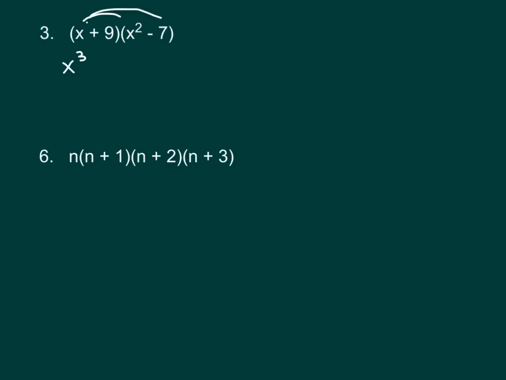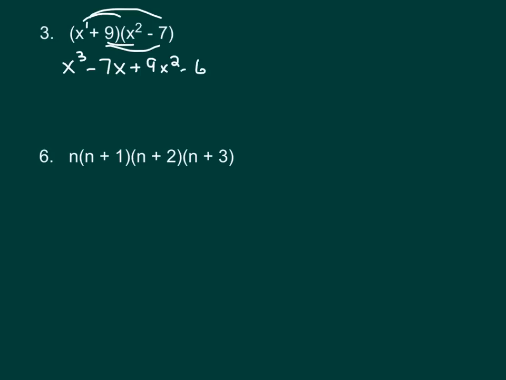There's really a little 1 here. So when you add 1 plus 2, it gives you the 3. All right, and then x times negative 7 would be negative 7x. And now we're going to distribute the 9 to both terms in the second set of parentheses. So 9 times x squared would be positive 9x squared. And then 9 times negative 7 is negative 63.